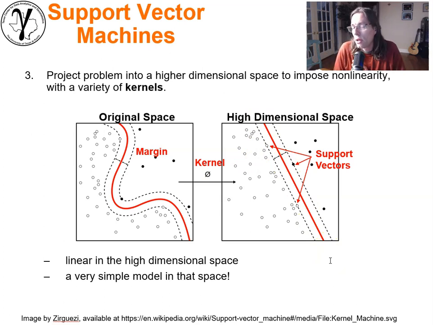Beautiful. Now all of the math is easy. All of the calculations are easy. We know that we're going to have a simple optimization. And so that's what we're going to do. We're going to project to a higher dimensional space in which we can model with a linear, like a hyperplane, that's going to divide up the data set. So we got a simple model in that space.